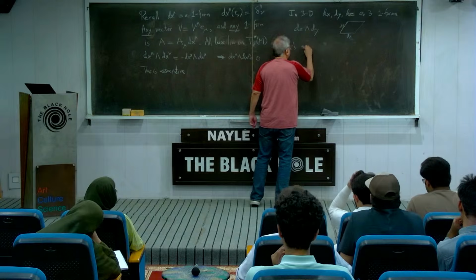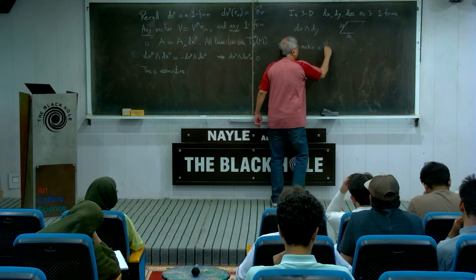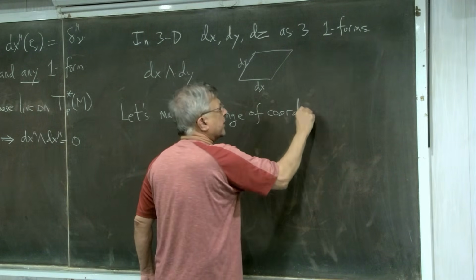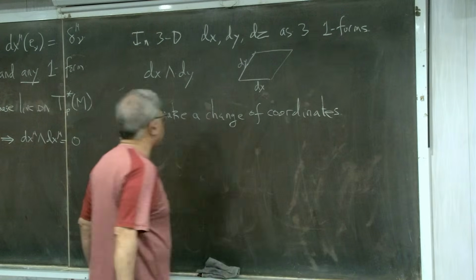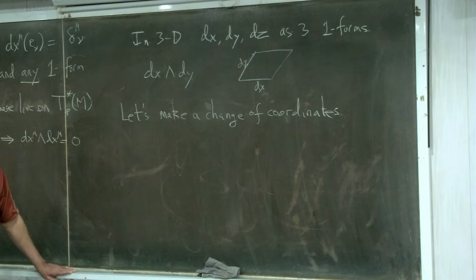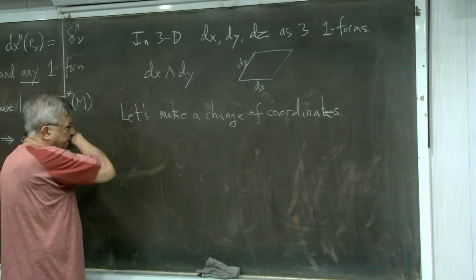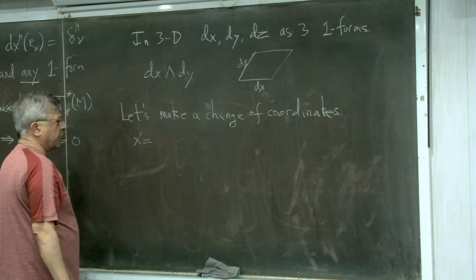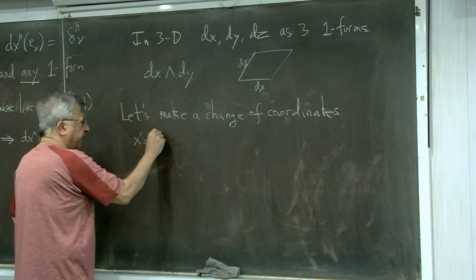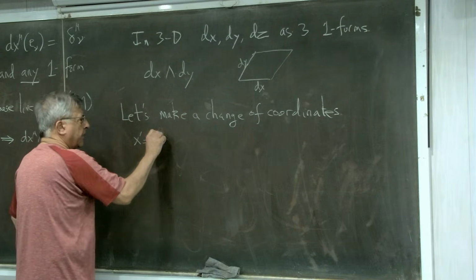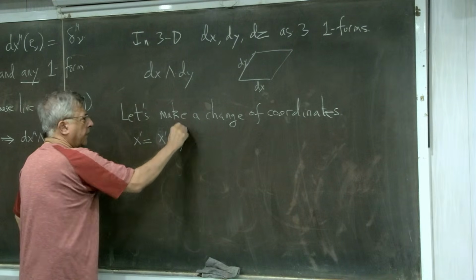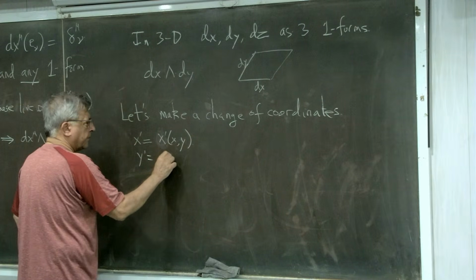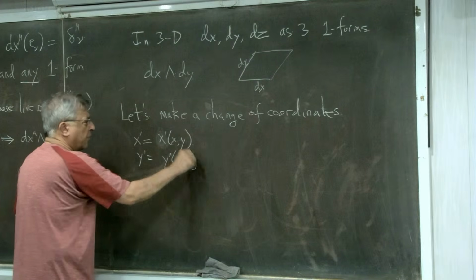change coordinates, I'll do this in 2 dimensions, and then you can see immediately that this generalizes to any number of dimensions. Let's say that I have x prime equal to some function of x and y, and y prime is a function of x and y as well.